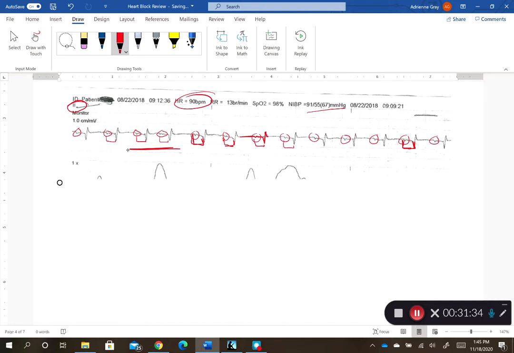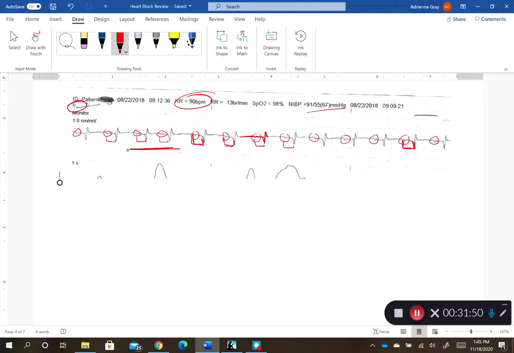It can't be a second degree type 1 because I don't have a longer drop. It can't be a second degree type 2 because I don't have more P's than Q's. And it can't be a third degree because my PR intervals all remain consistent. So it really only leaves me with a first degree heart block.